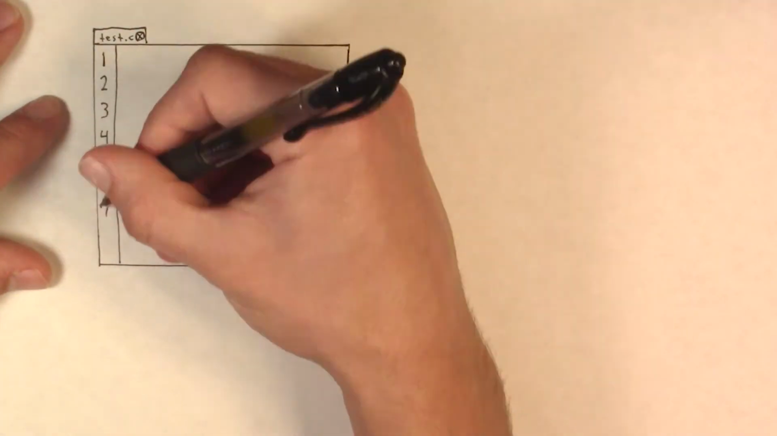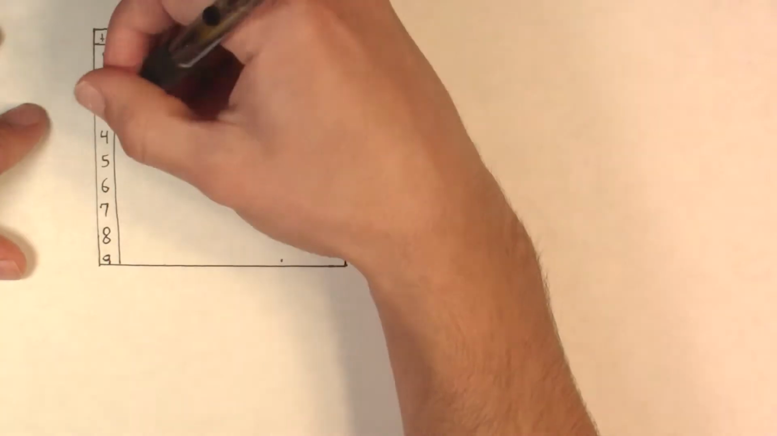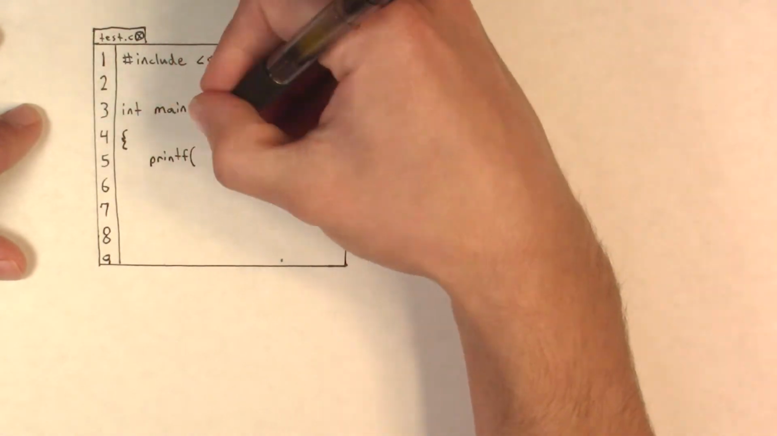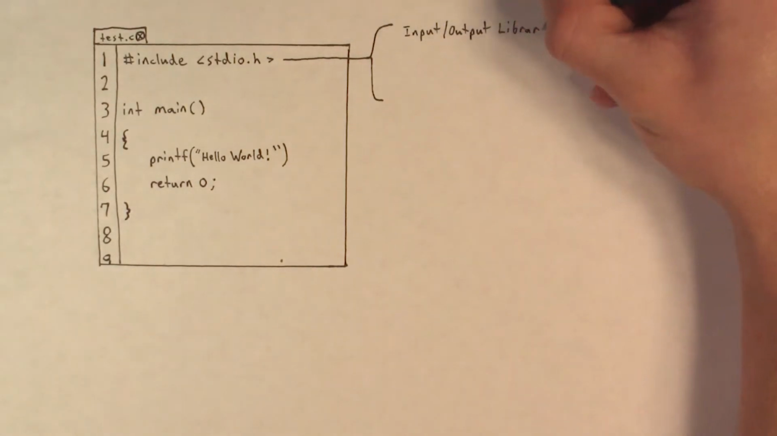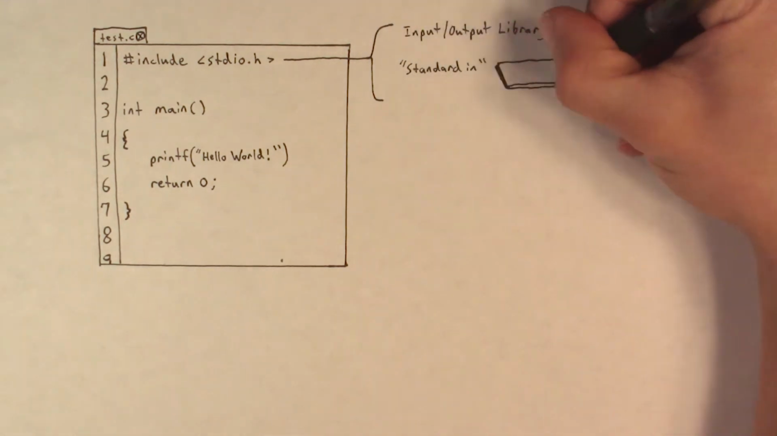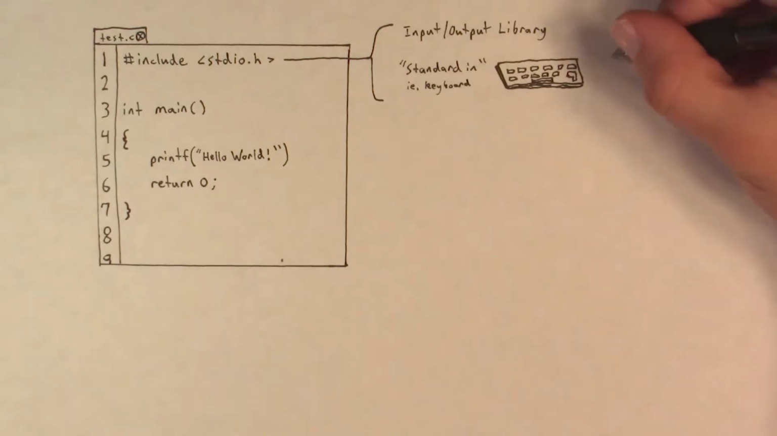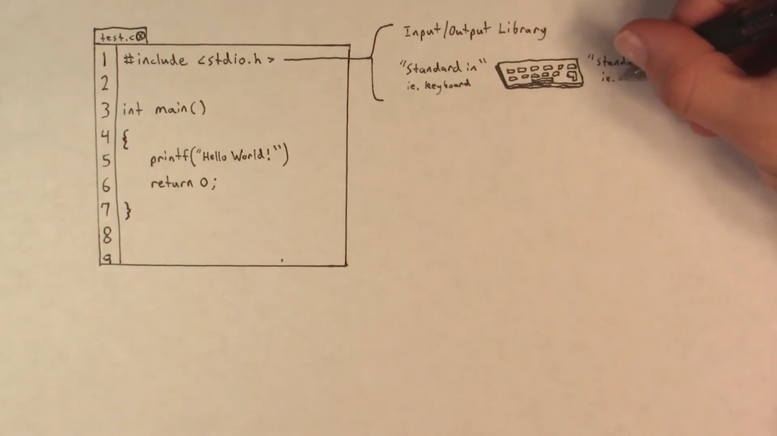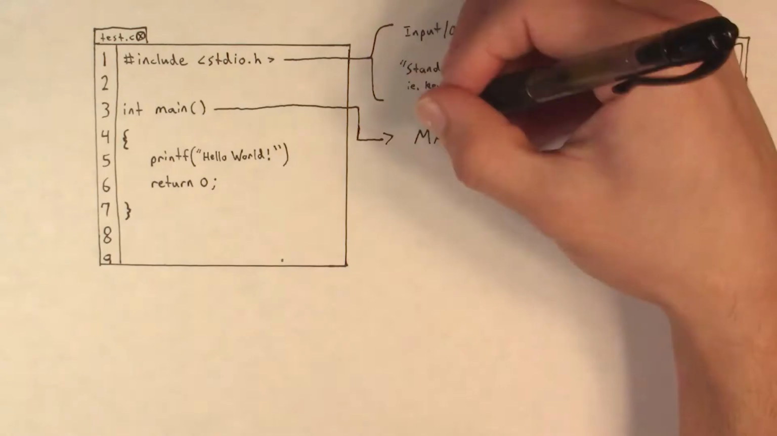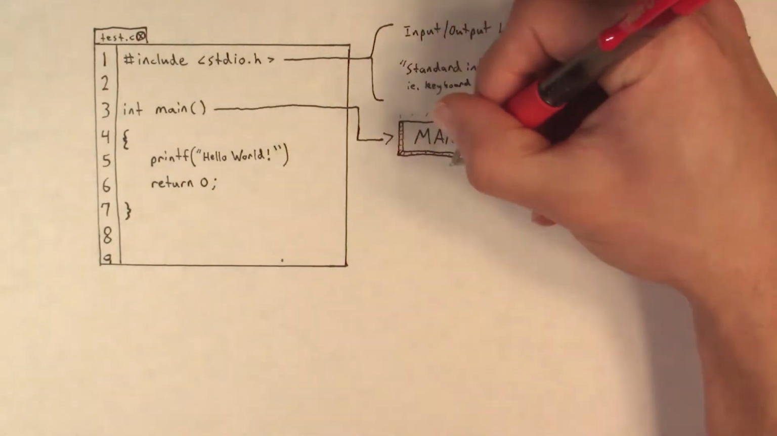The first line in this code is what includes the standard I/O or input-output library into your program. This library lets you read input from the keyboard, called standard in, and write output to the screen, called standard out, among other things. A library like this is simply a package of code that someone else has written to make your life easier when programming. The next line, int main, declares the main function. Every C program must have a function named main somewhere in the code.